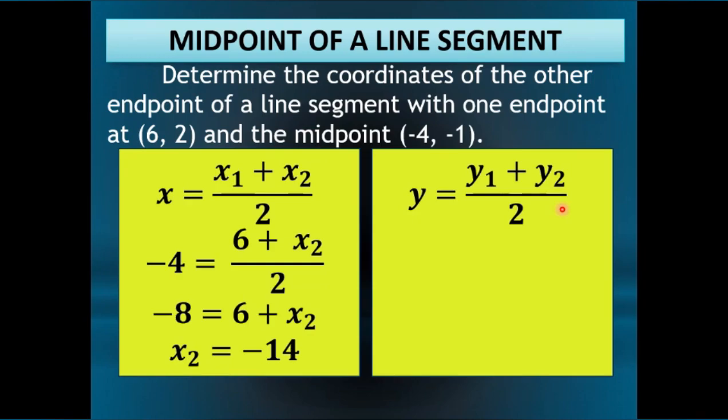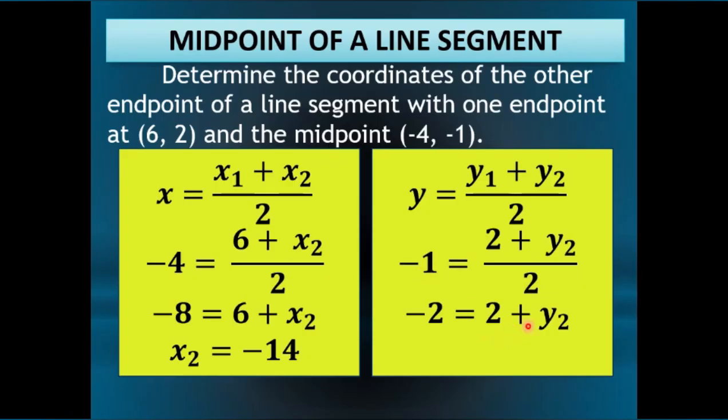By substitution, we have negative 1 equals positive 2 plus y sub 2 over 2. We cross multiply this. 2 times negative 1 is negative 2 equals 2 plus y sub 2. And then we solve for y sub 2 by applying APE. We add negative 2 both sides. Negative 2 plus negative 2 is equal to negative 4, so our y sub 2 is equal to negative 4.